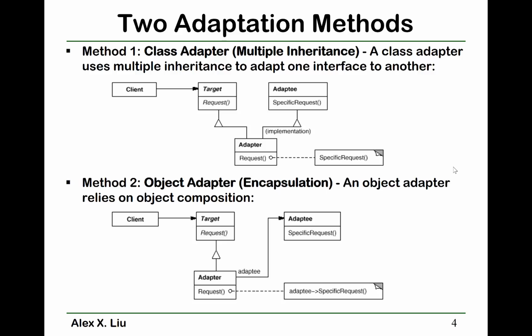So there are two ways to do adaptation. One is called class adapter, which is also called multiple inheritance. Basically, we have a class adapter that uses multiple inheritance to adapt one interface to another. So here we have a target interface, and here we have an existing class. We use an adapter that inherits from both, and then use the data and functions in the adaptee class to implement this interface.